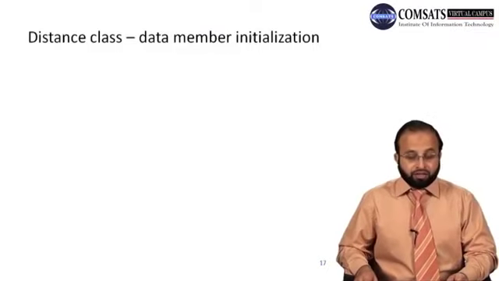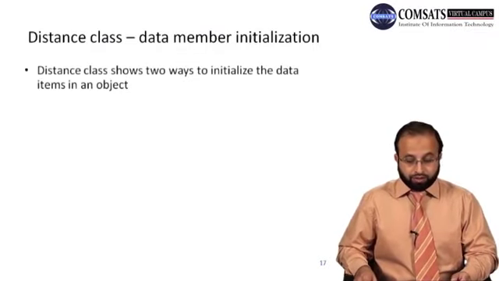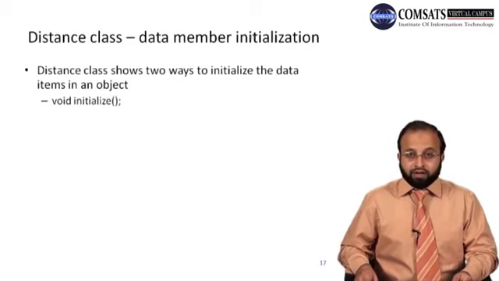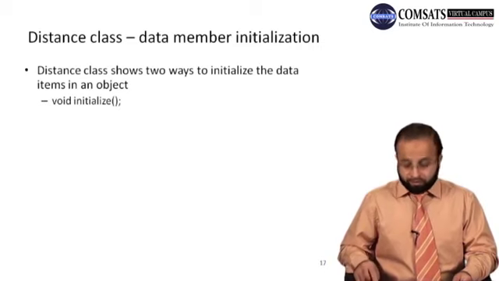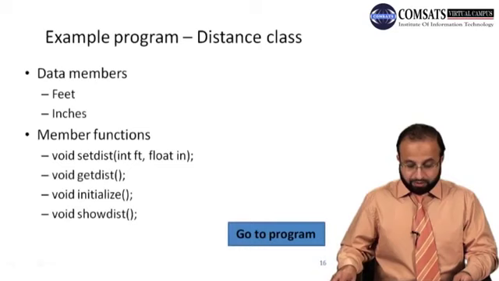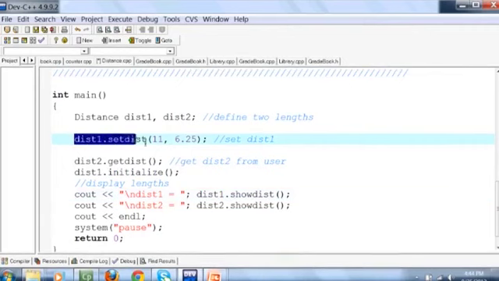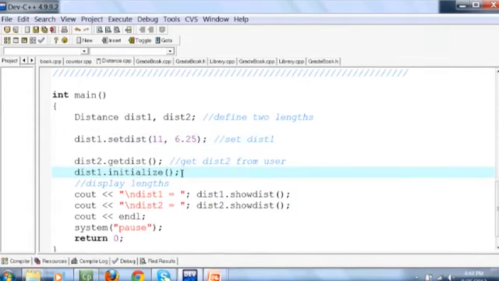Distance class data member initialization. So the distance class shows two ways to initialize the data member of an object. This is void initialize. Void initialize initializes the private data member of the class with value 0. For example, if I go to the previous slide and open the same program, and now I call dest1 dot set dest like this, I assign the value 11 and 6.25 to the private data member of dest1, and then afterwards I call the initialize function with dest1.